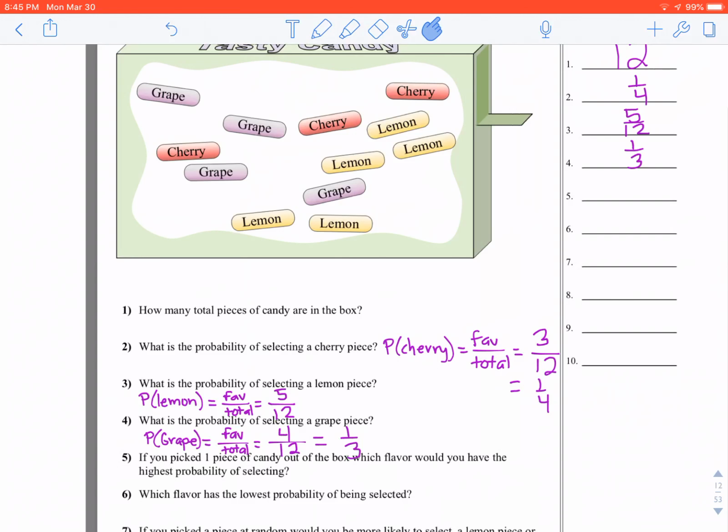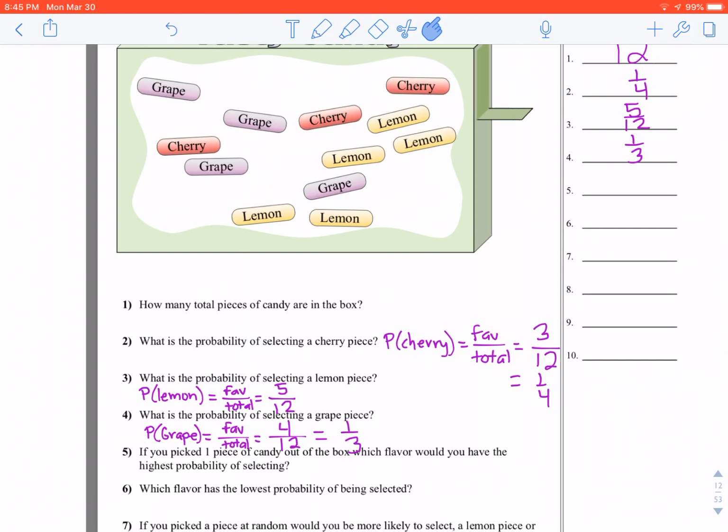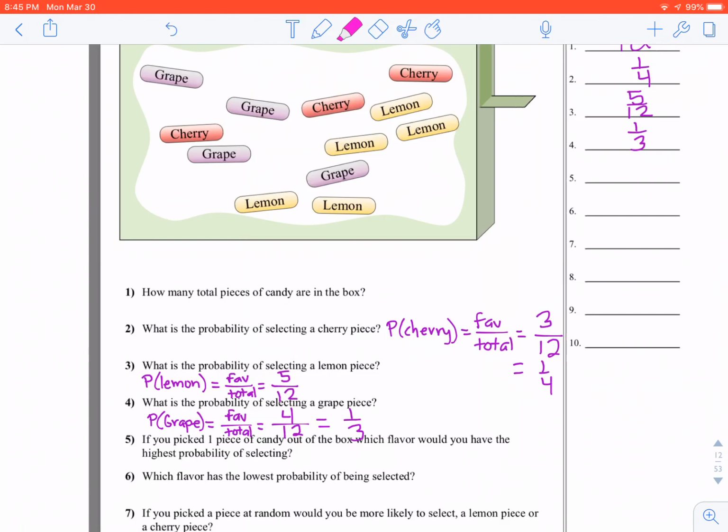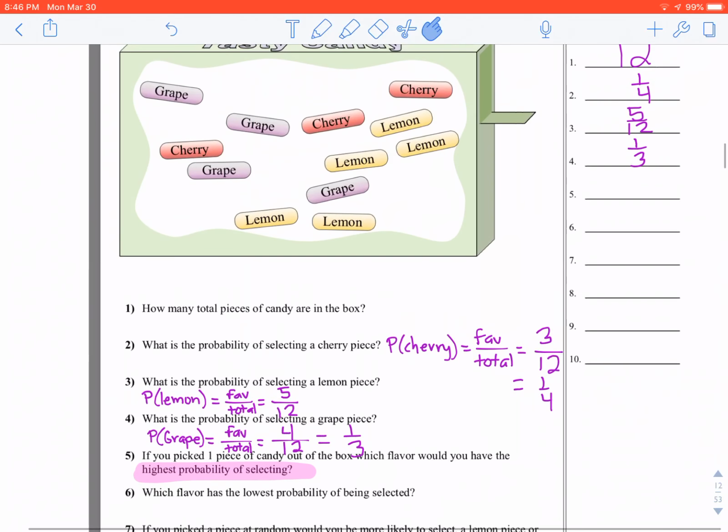Number 5, if you pick one piece of candy out of the box, what flavor would you have the highest probability of selecting? Remember, if something has a good chance or a high probability of occurring, it's going to be, in this case, the piece of candy that appears most often. So I want you to look at that. Which one do you think has the highest probability? Good. Hopefully you are all saying lemon, because the lemon candy is on there 5 times, which is more than the grape and the cherry appears.